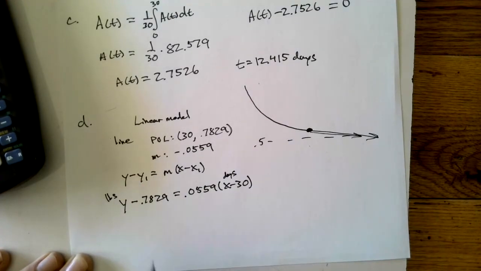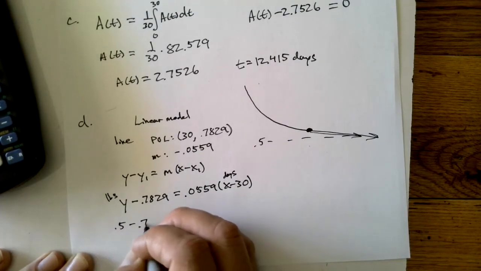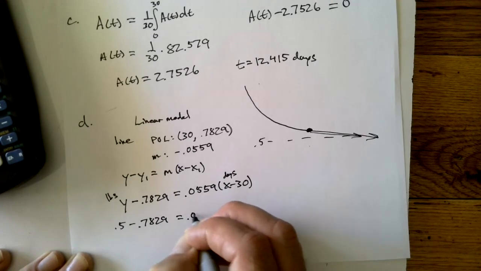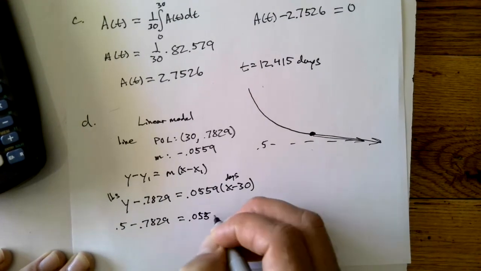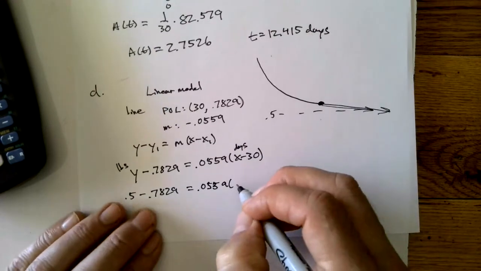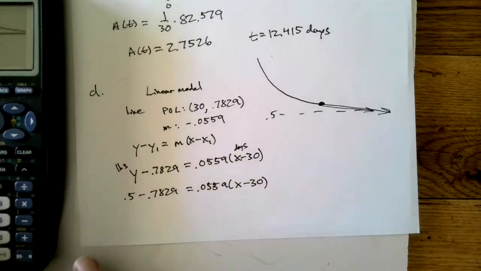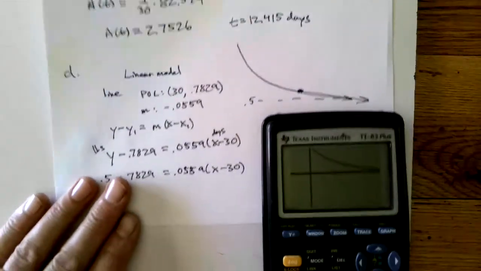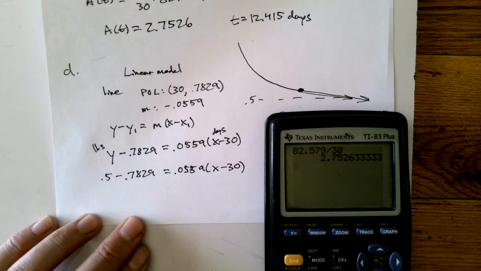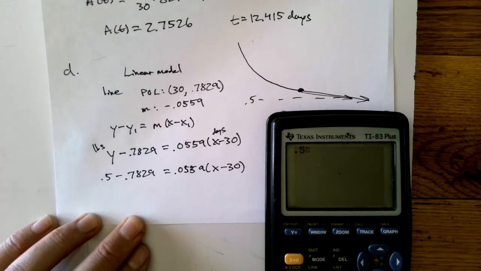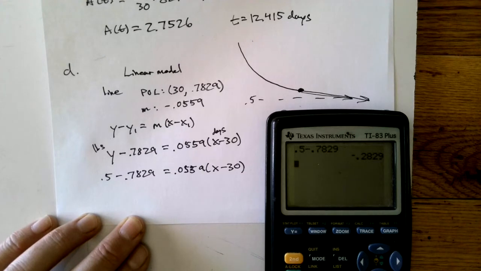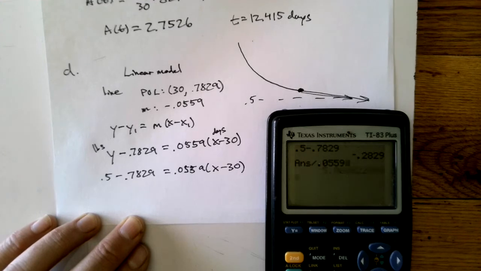Okay. So 0.5 minus 0.7829 is equal to negative 0.0559 times x minus 30. So I take that 0.5, I subtract 0.7829, I get that. I'm going to divide by 0.0559, and I get that, and I'm going to add 30 to that.